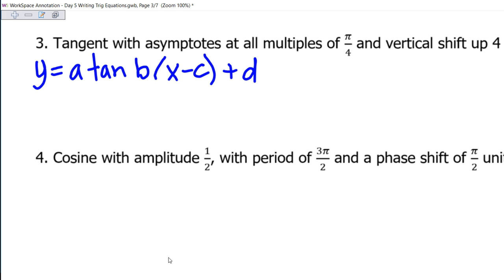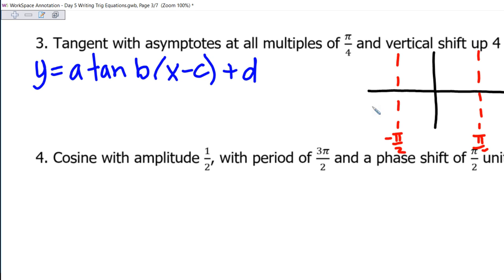Well, first, sometimes it's best if you look at a picture. So let me quickly draw the parent function. I know for tangent, I'm going to have vertical asymptotes at -pi over 2 as well as positive pi over 2. And then I'll have the cubic function in the middle. But they said that we have asymptotes at all multiples of what? Pi over 4.